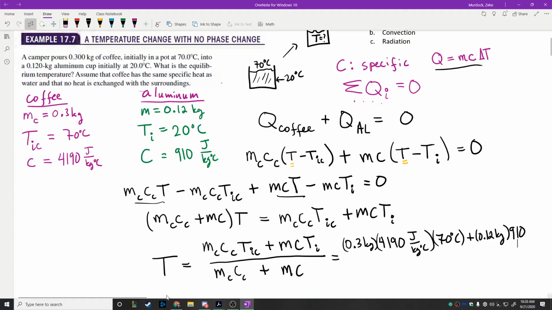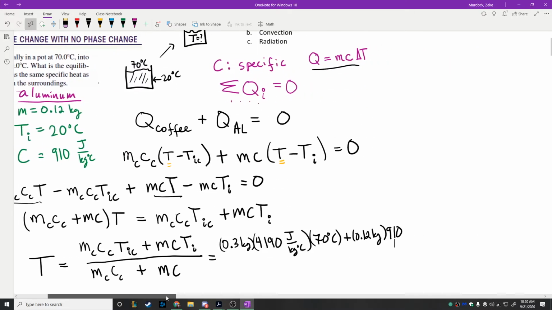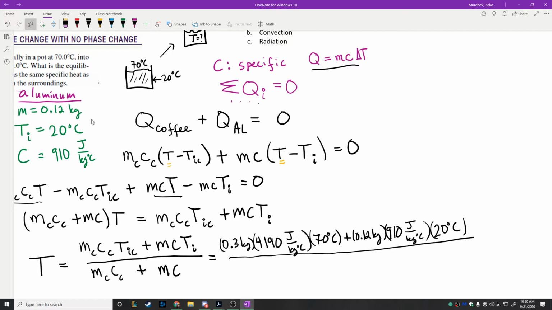Actually, we'll just scooch over to the right a little bit. That'll give us some room. I can still see all these numbers. Yeah, so 910 joules per kilogram degree Celsius. And then that's multiplied by Ti, which is 20. Okay, and then we divide all that stuff by this coefficient. Plus this one.